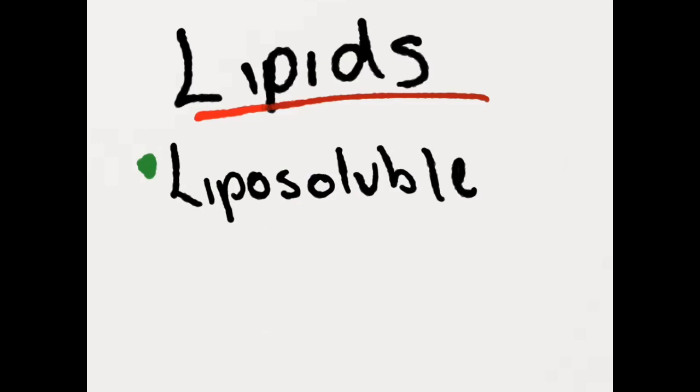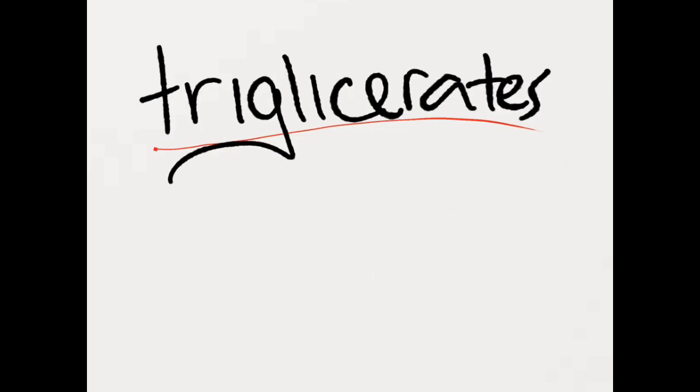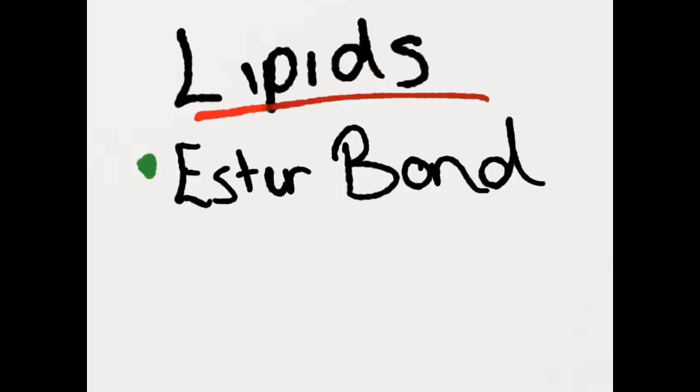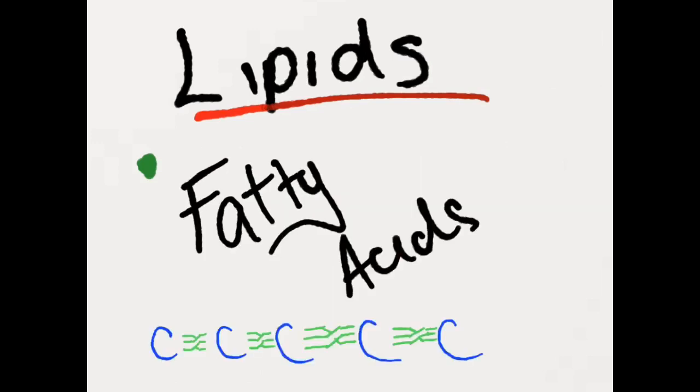The main group is triglycerides, that are found mostly in adipose tissue. Oleic acid and stearic acid are some examples. How are triglycerides formed? They are formed by 3 fatty acids plus 1 glycerol, and it also involves condensation. There are 3 water molecules removed, and an ester bond is formed. Fatty acids are chains of carbon atoms with hydrogen that have covalent bonds as a linkage.